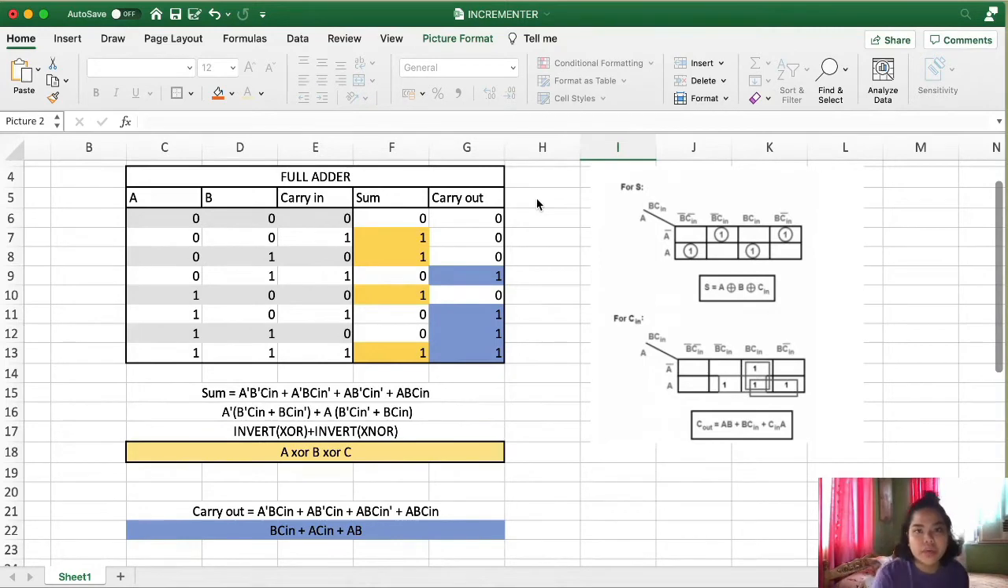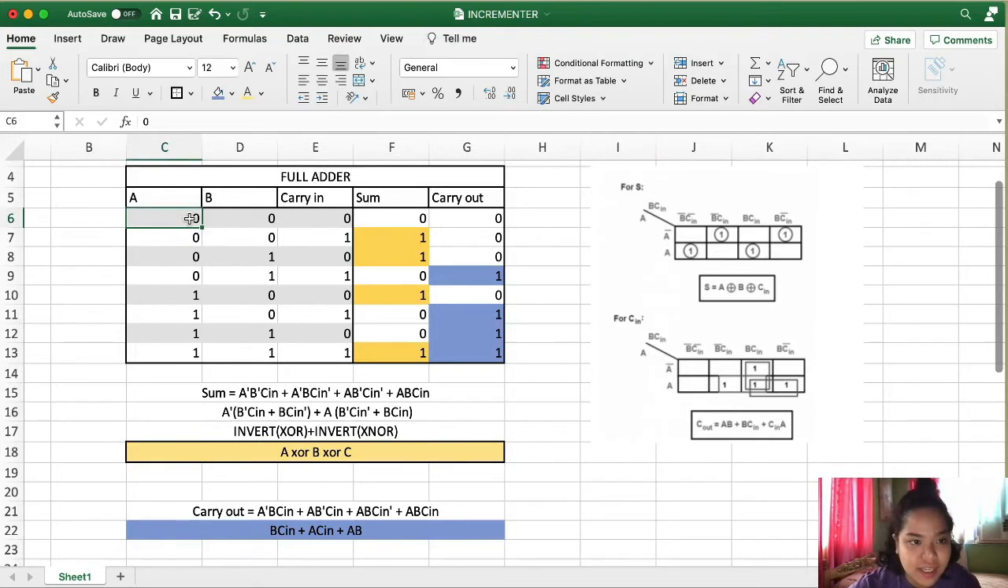Since our incrementor will be comprised of 5 full adders, we first must know how to create a single full adder. So here on our screen, we can observe the truth table for a full adder, which has A, B, and carry in as its inputs, and sum and carry out as its outputs. So what the full adder does is that it basically just adds, as imposed by its name, adder. It adds A to B respectively, as well as the carry in.